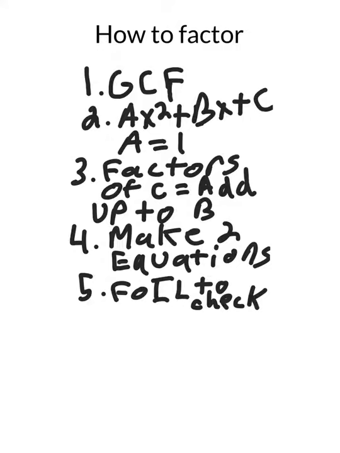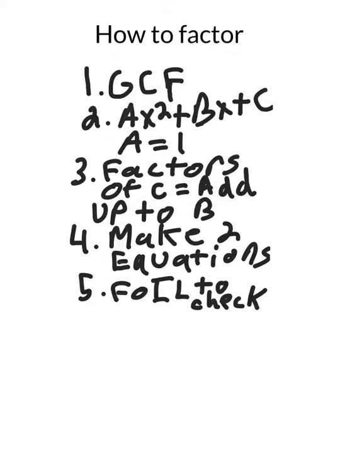And then we want to determine what factors of c, that is, what numbers that multiply up to c also add up to b. And then from there we want to make two equations, and then we're going to recombine those two equations by FOILing, and then determine if that is equal to what we started with, which is the ax squared plus bx plus c. So now let's look at an example.